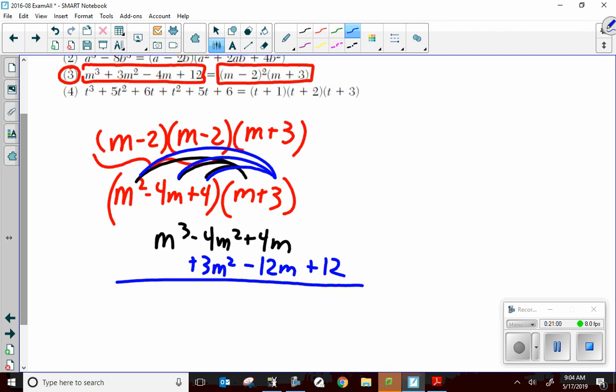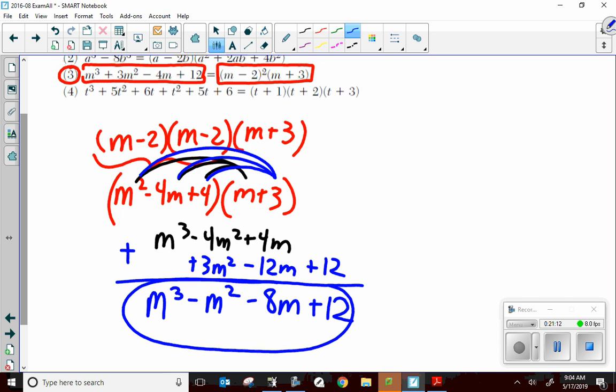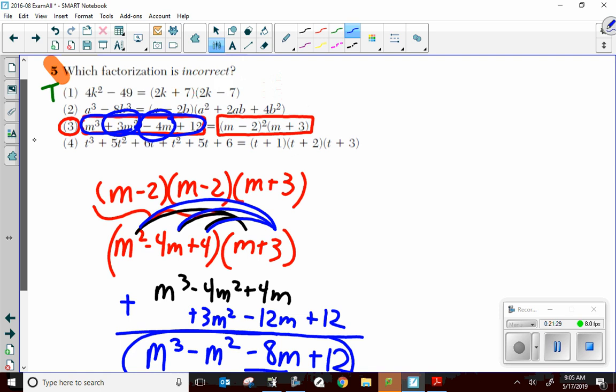If I combine these, I got m cubed. This should be minus m squared. This would end up with minus 8m plus 12. Is this the same thing as this? It is not, okay, because I have minus 8m here, but I have minus 4m here. I have minus m squared. This is plus 3m squared. So it's not right, okay? So choice 3 is definitely the answer.